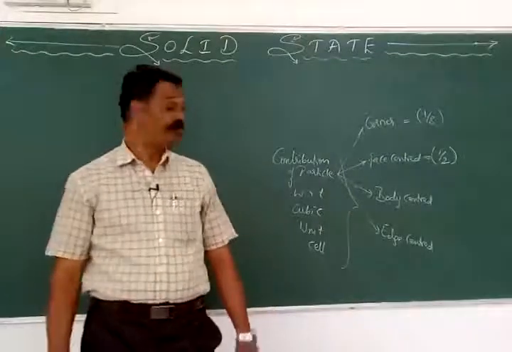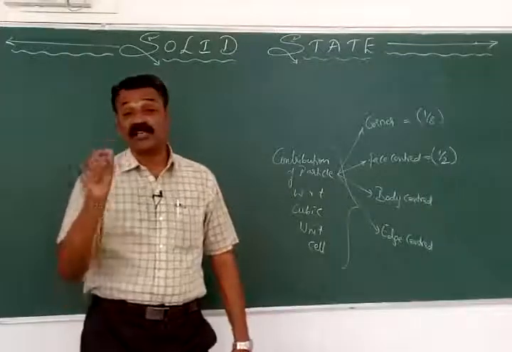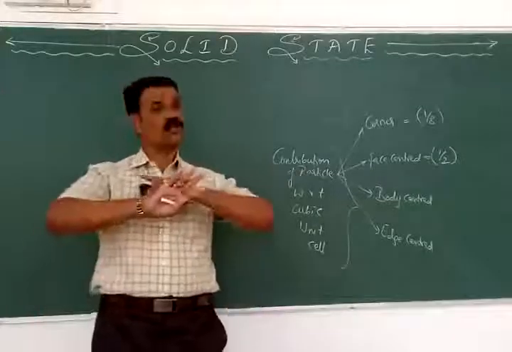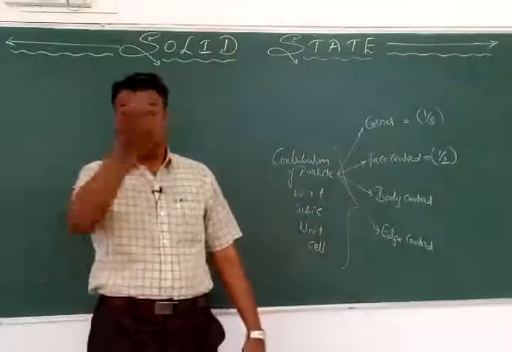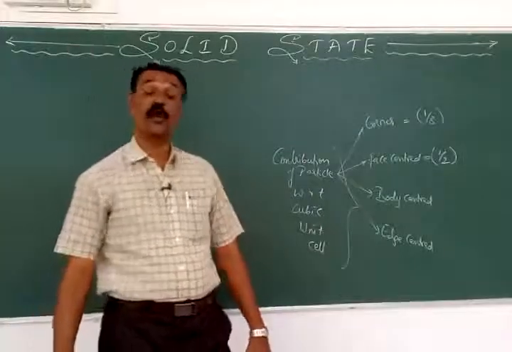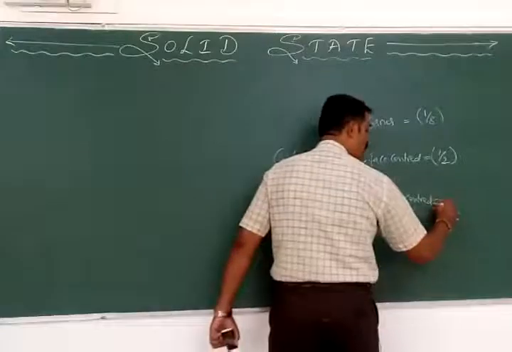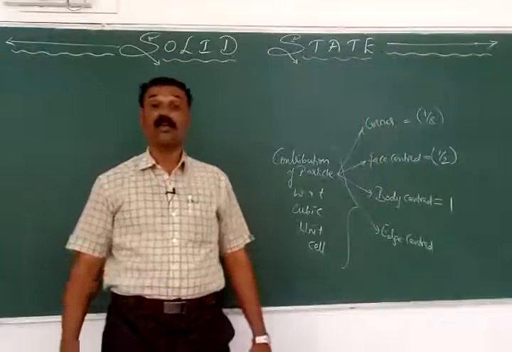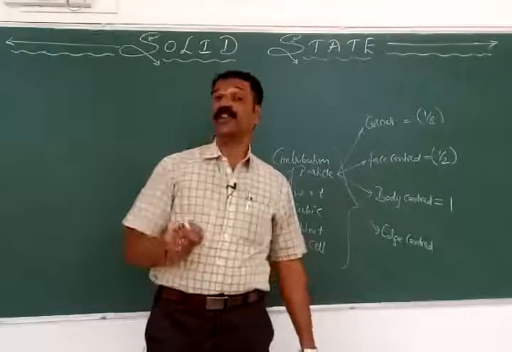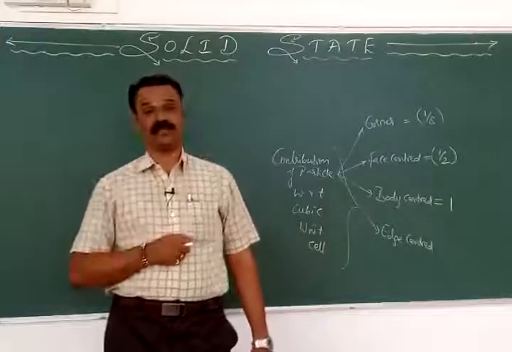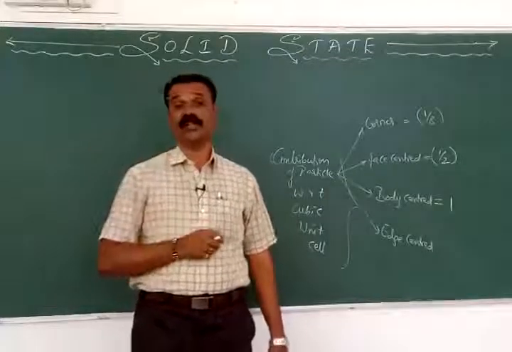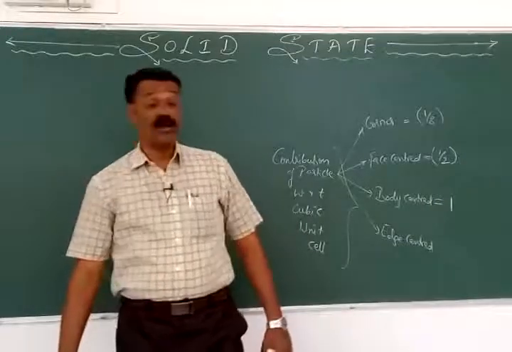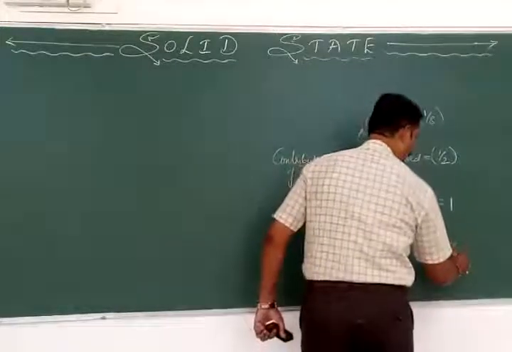Similarly, a body centered particle is exactly at the center of the cubic unit cell, so it is in no way shared with any of the neighboring unit cells. Therefore, its contribution is exactly 100%, or numerically 1. Whereas an edge-centered particle is shared equally by 4 unit cells. Therefore, the individual contribution of the edge-centered particle is just 25%, which is 1 by 4.